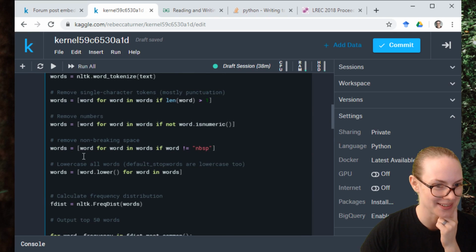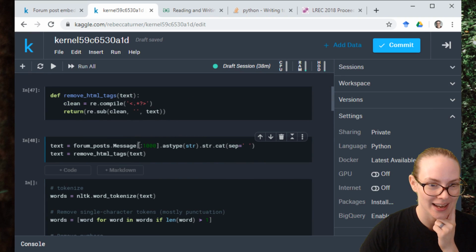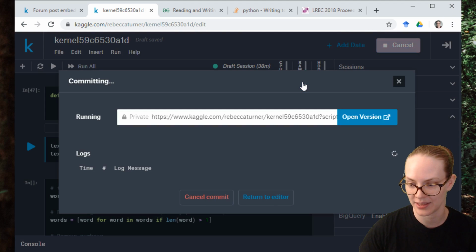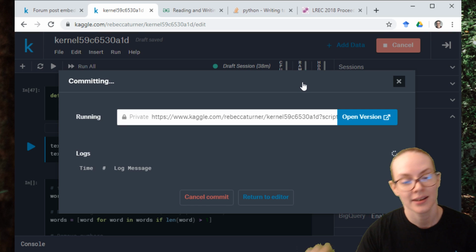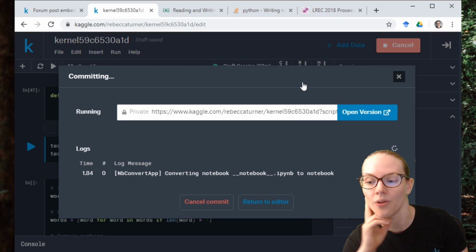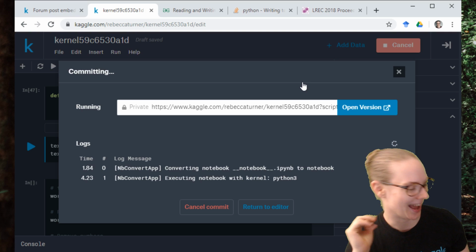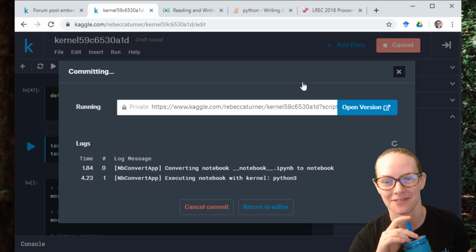Woof. All right, so let's get rid of this little seatbelt. Let's do the whole thing, and then let's hit commit. And this is going to take a minute because it needs to go through and do the whole thing. And we're doing the tokenization as one enormous string that is 561,000 words long.